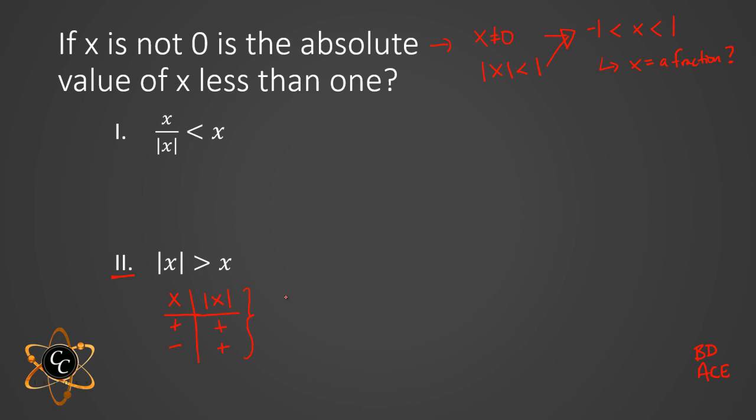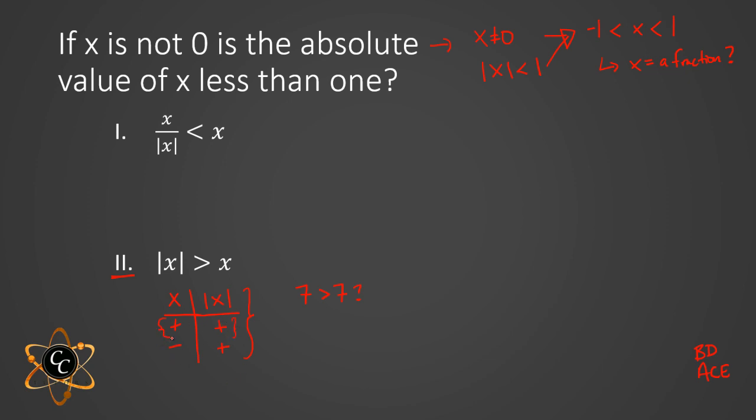Would it be possible if we know, let's say, x is equal to positive 7? If x is equal to 7, the absolute value of 7 is 7. Is it true that 7 is greater than 7? No, 7 is equal to 7, so 7 is not greater than 7. So by virtue of the fact that the absolute value of x is greater than x, we know that this case is not possible.